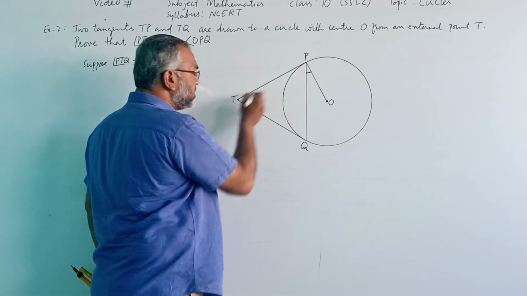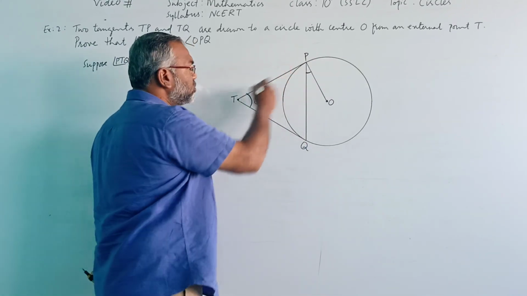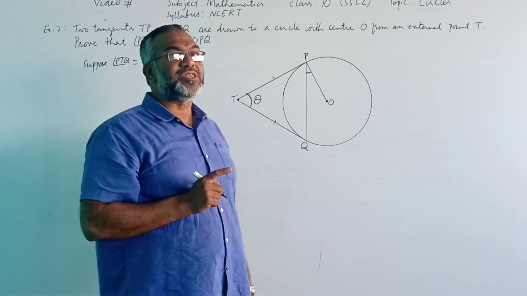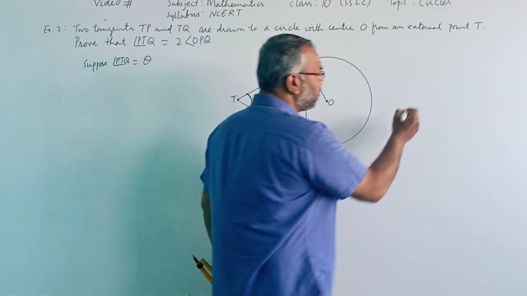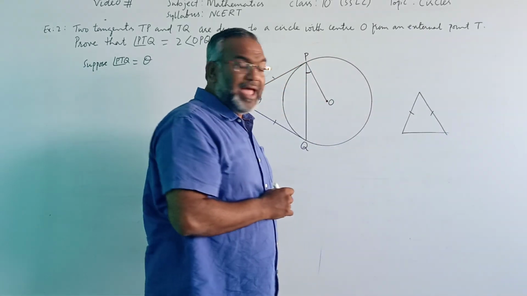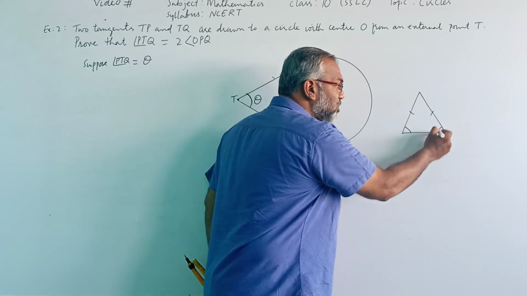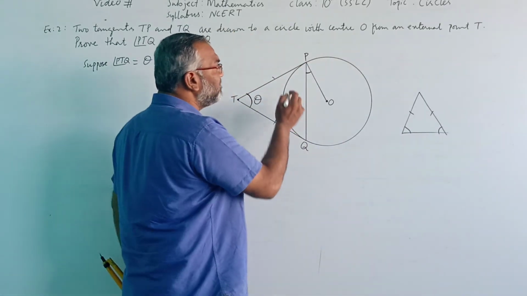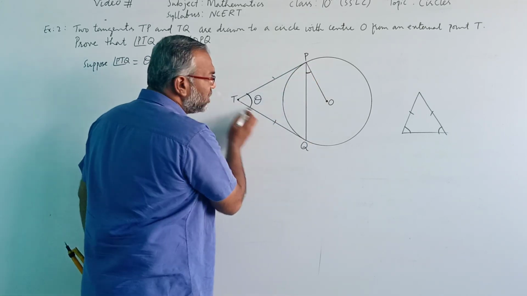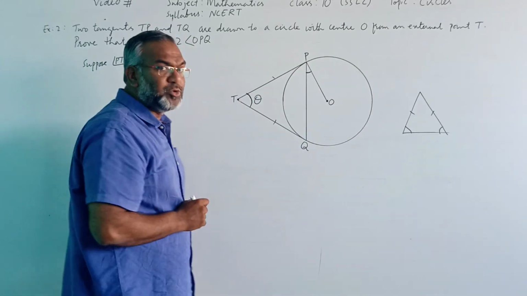Now, if TP is equal to TQ, then in this triangle TPQ, two sides are equal. If two sides are equal, then it becomes an isosceles triangle. In an isosceles triangle, two sides are equal, and the angles opposite to those two sides will also be equal. So these two angles will also be equal. Angle TPQ will be equal to angle TQP.